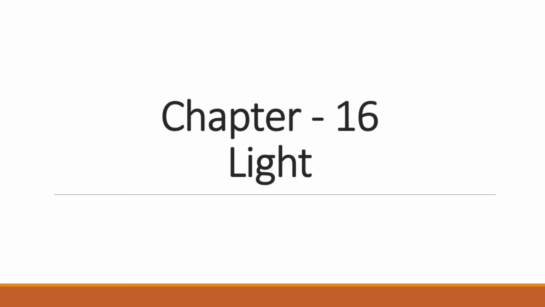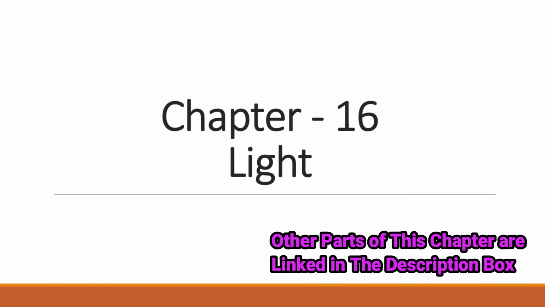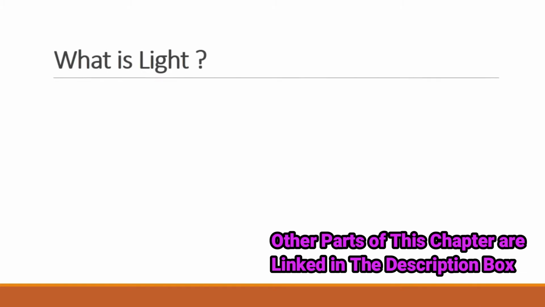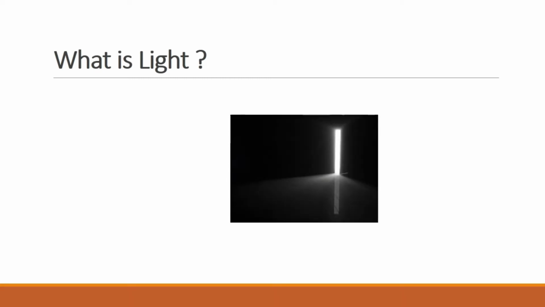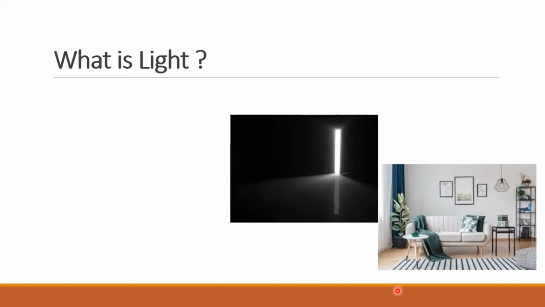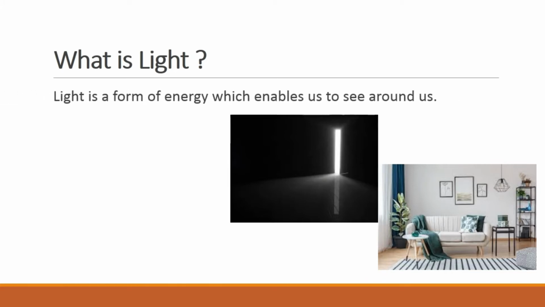Students, in this video I will teach you chapter 16, light. So what is light? I will explain with the help of an example. If you are entering a dark room, you are not able to see anything. But if you are entering a lighted room, you are able to see everything. Why are you able to see everything? Because of the presence of light. It means with the light you are able to see all the objects which are present in the room. So what is light? Light is a form of energy which enables us to see around us.